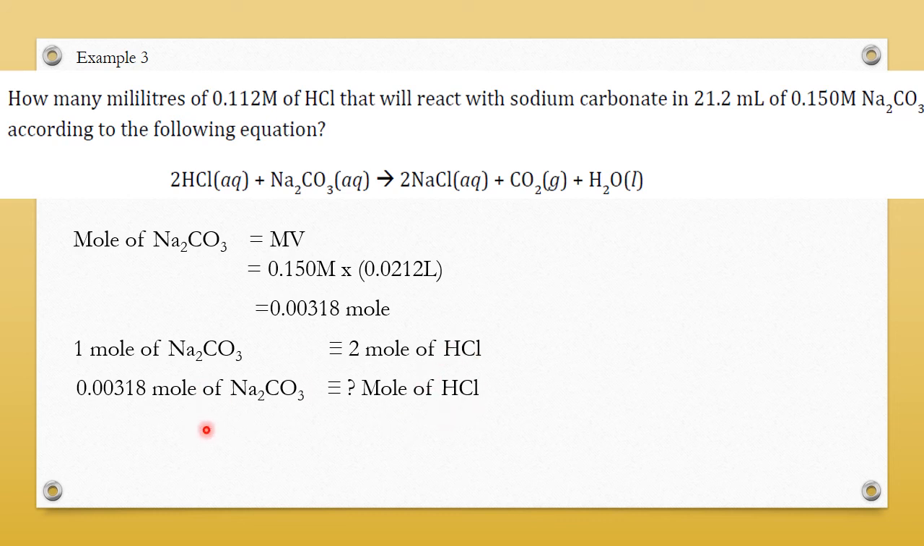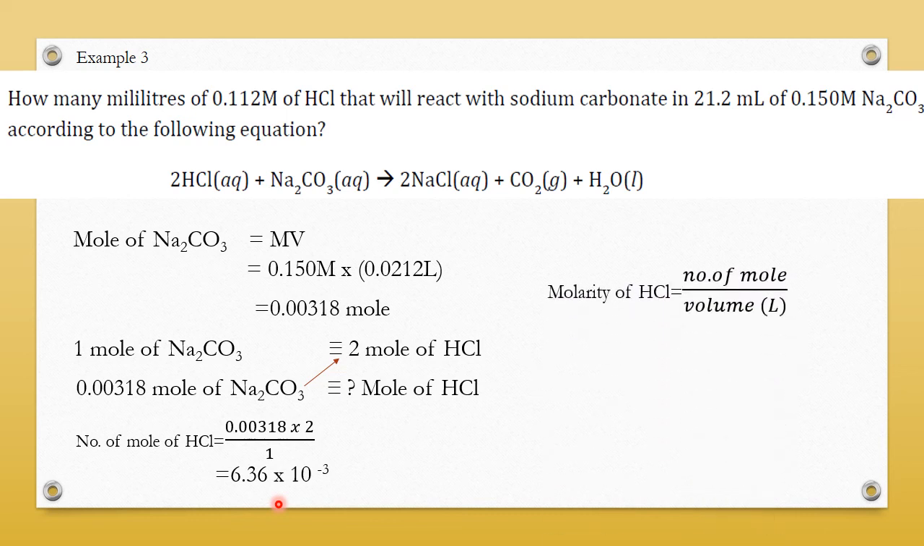The cross multiply is the number of mole HCl equal to 0.00318 multiplied by 2 divided by 1, and we got the number of mole HCl equal to 6.36 times 10 to the power of -3. So we got the mole of the HCl. From the mole, we can calculate the volume based on the molarity given.